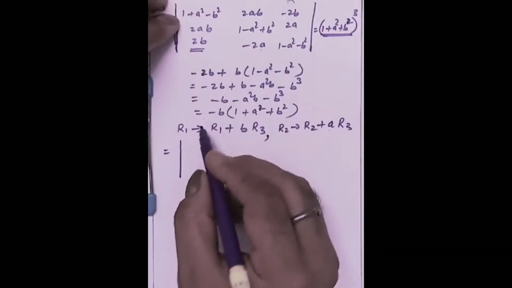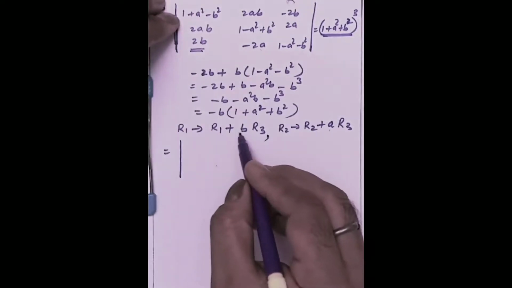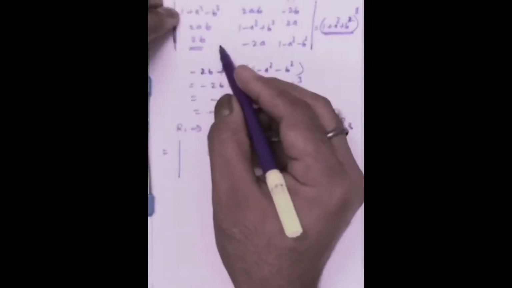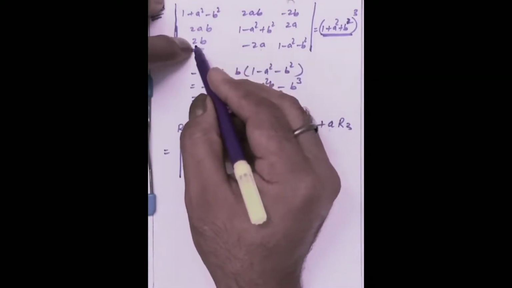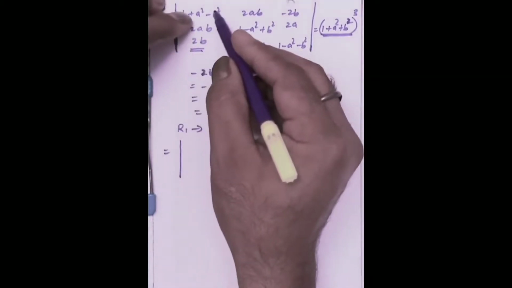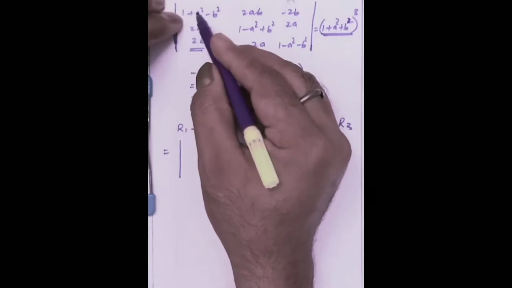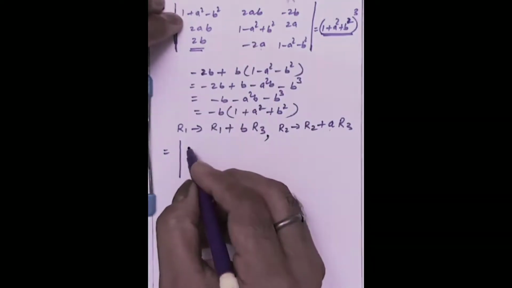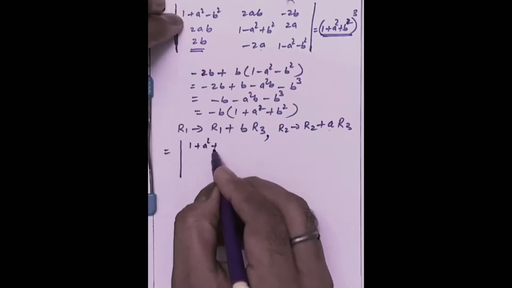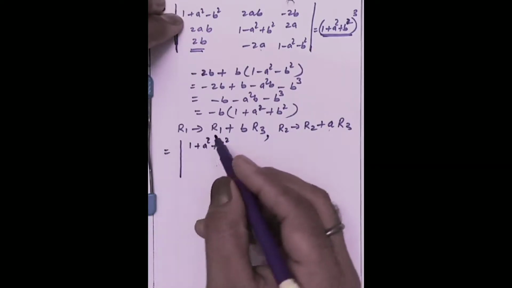The first, R1 will change to R1 plus b times R3. So this I have already written here, b times multiplying 2b square and adding it into this. So 1 plus a square minus b square plus 2b square, so plus b square will come. 1 plus a square plus b square.